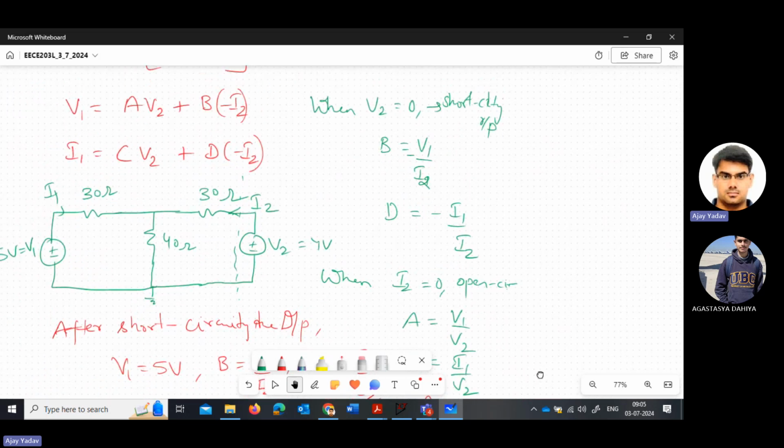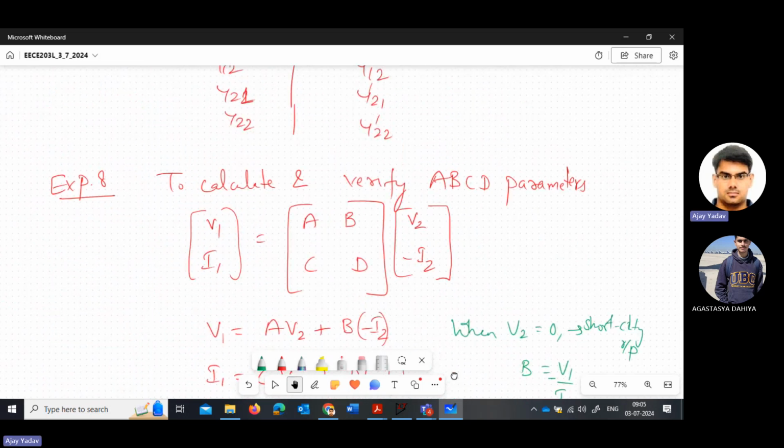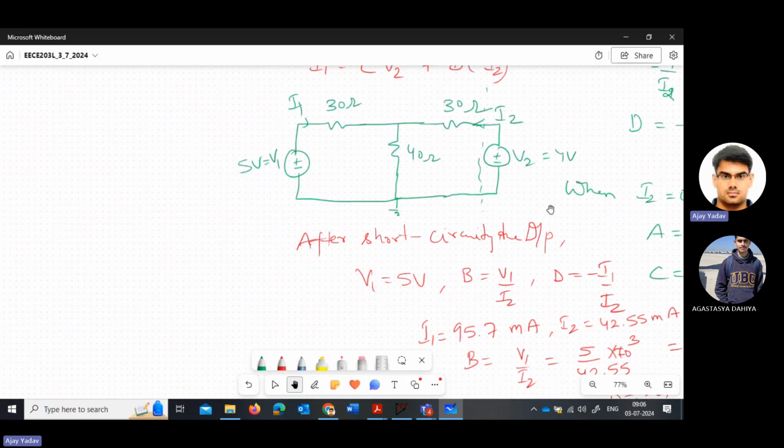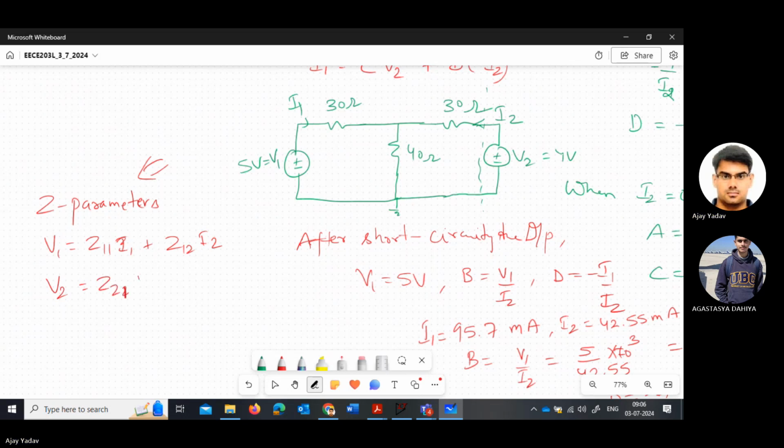Okay. So generally when you have this kind of circuit, the easy method is first of all you calculate the Z parameters, and we will use the formula of calculating the ABCD parameters from Z parameters, right? So when you solve this, you can write V1 is equal to Z11 I1 plus Z12 I2. V2 is equal to what? Z21 I1 plus Z22 I2. So when you calculate, I'm writing directly that the Z11 value is 70 ohms here.